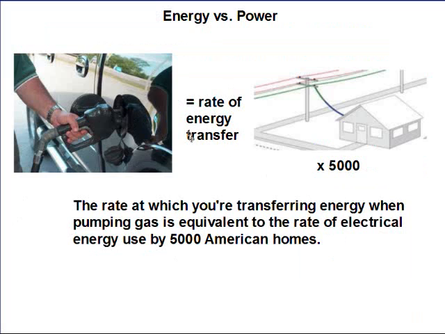Just an interesting note about when you're filling your car with gas, just how quickly you are transferring energy to your car when you fill it with gasoline. About 5 gallons per minute. And because of the high energy density of gasoline, we're actually transferring energy to the car at a rate that's equivalent to about 5,000 homes of electrical energy use. And so just an interesting note about energy versus power.